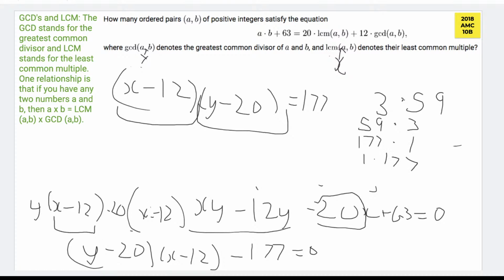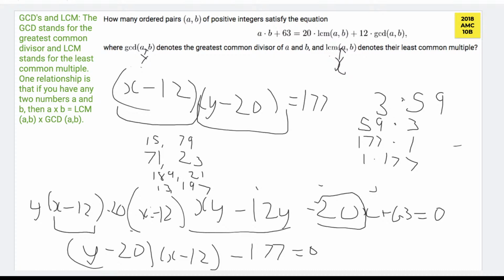There was an option 4 for this, and before you bubble in option 4, think about the problem first. If you take X minus 12 equals 3, then X will be 15, and Y will be 79. In this one, X will be 71 and Y will be 23, because 23 minus 20 equals 3 and 71 minus 12 equals 59, which are the terms over here. We do the same for this one, so 189 and 21. And we do the same for this other one, 13 and 197.